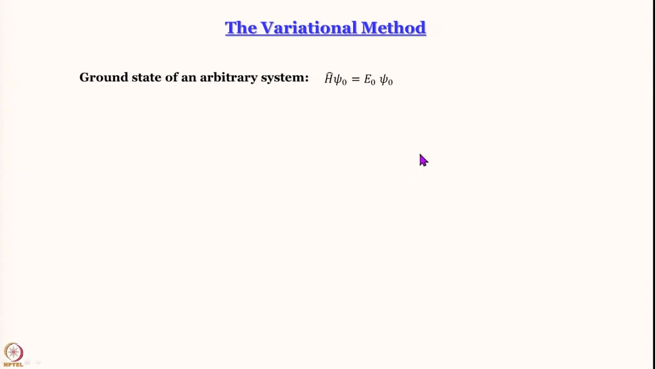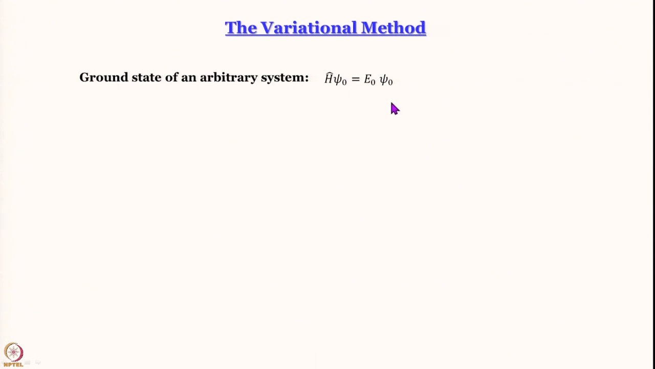But to start with, let us say we have an arbitrary system, and the ground state of that arbitrary system is associated with this Schrodinger wave equation H psi 0 equal to E 0 psi 0, alright. Right now we are going to talk only about ground states. So, what is the meaning of arbitrary system? The meaning of arbitrary system is that we do not know what the form of this wave function is. We have no idea.